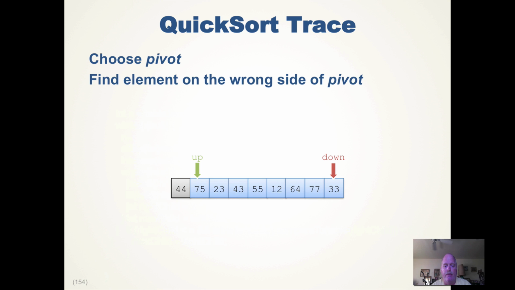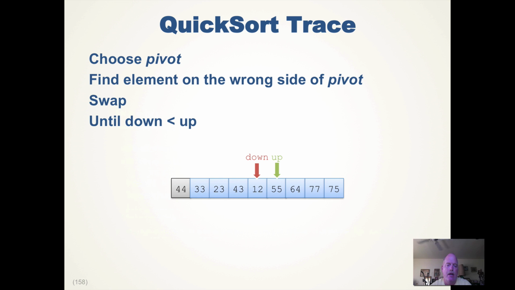So in this case, 75 is greater than the pivot, 30 is less than the pivot, so we want to swap those values. And then we're going to keep scanning until we find the same situation where we have 55 is greater than the pivot, and 12 is less than the pivot, so we want to swap them. And now we keep scanning. Once down passes up, that means we have made sure that all the values less than the pivot are to the left, all the values greater than the pivot are to the right.